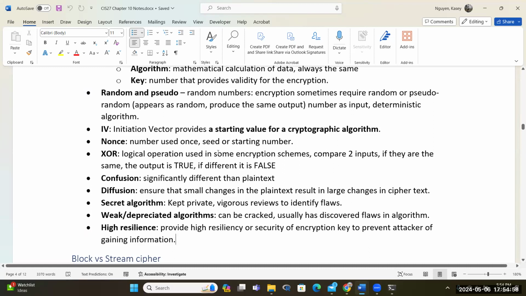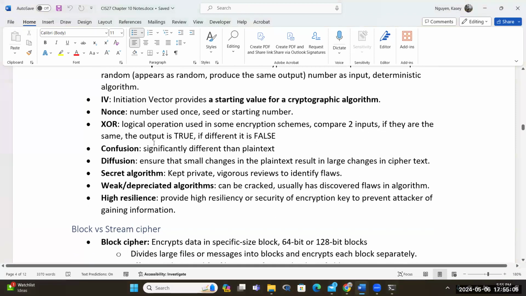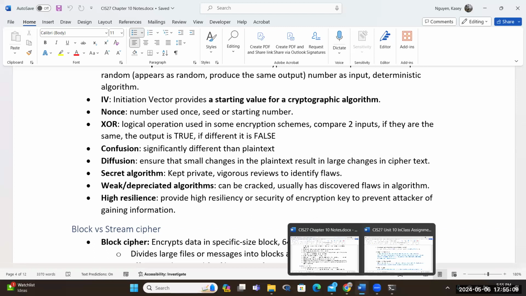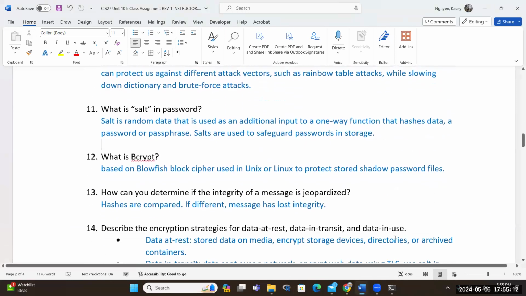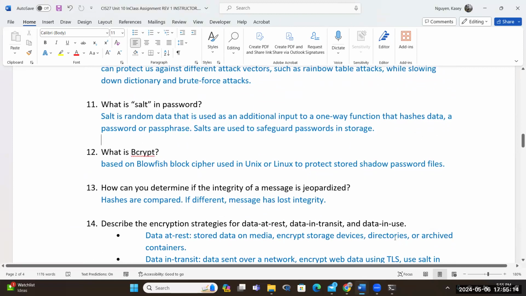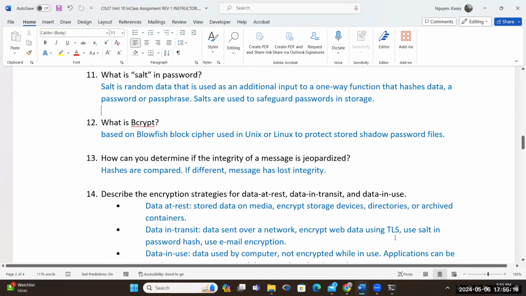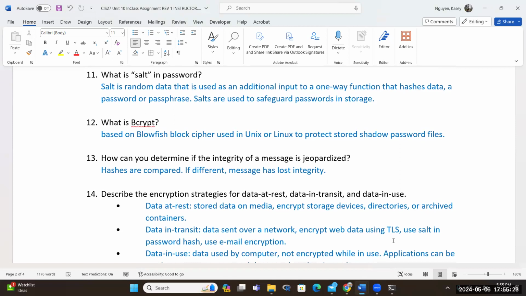There are ways to, instead of calculating out the value, break the value, right? So it's really depending on the attacker. So nothing is impossible, right? It's important that we know that, because a lot of times people sell security solutions with a lot of promises. Okay. So how can you determine the integrity of the message if it is jeopardized? Easy. Hash comparison. If the hashes are different, integrity is lost.